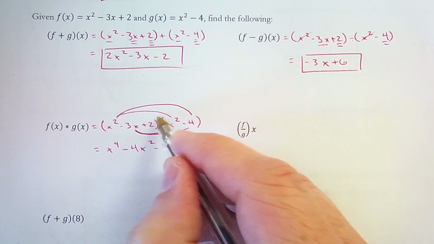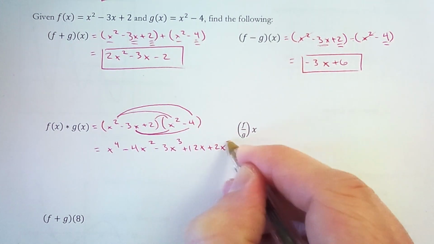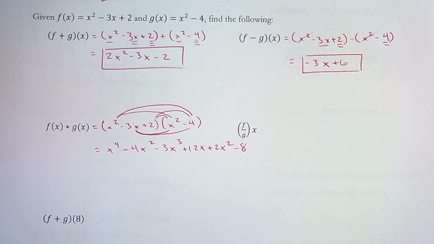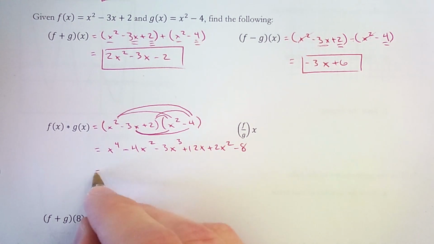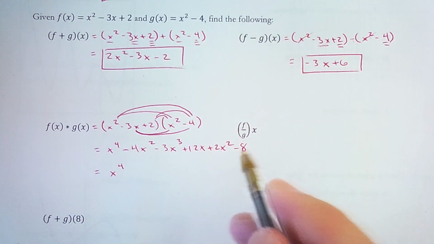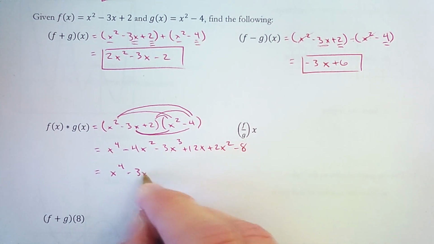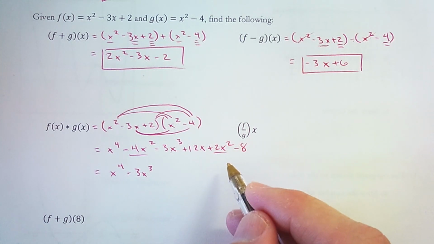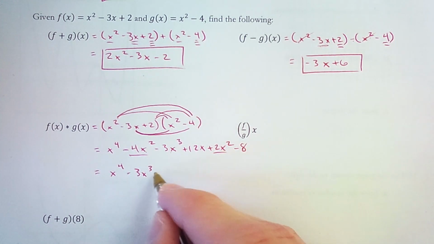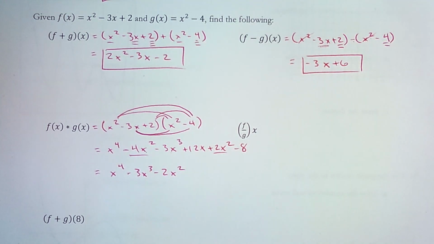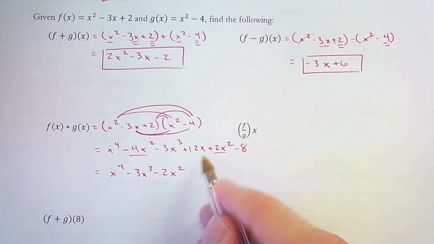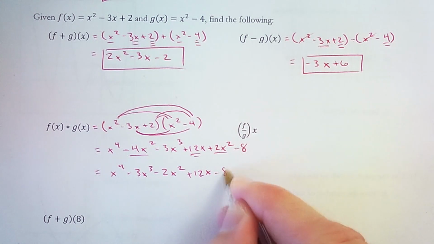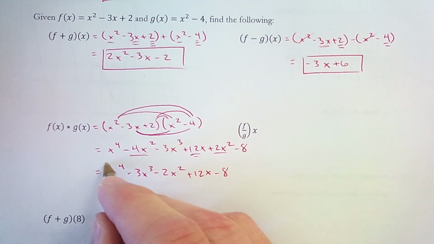Then we need to distribute 2. So 2 times x squared is 2x squared. And 2 times -4 is -8. And last, we are going to combine our like terms. So we have x to the 4th. Then we have a -3x cubed. Then we have -4x squared and positive 2x squared. -4x squared plus 2x squared is -2x squared. Then we have 12x and minus 8. So the only like terms were the two x squared terms.